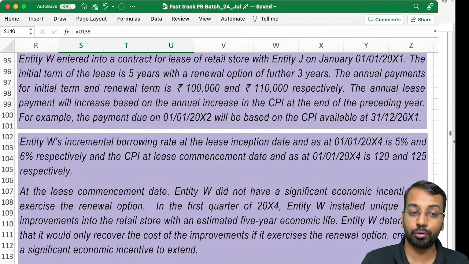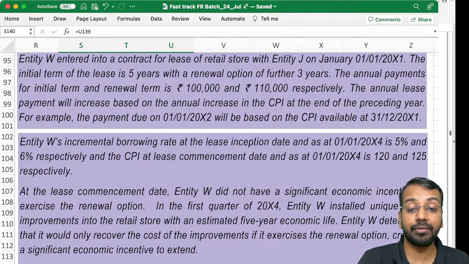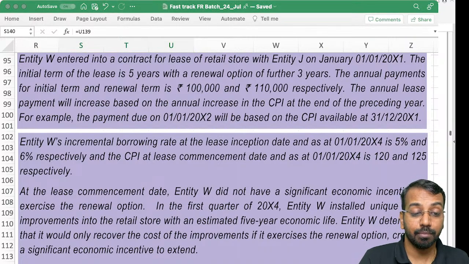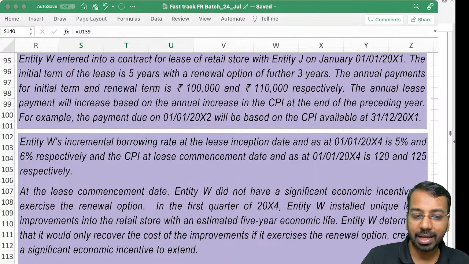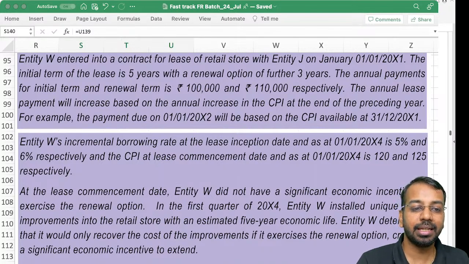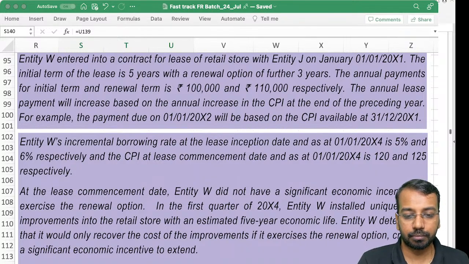So what we will do, in the first quarter of year 4, because exact dates are not given, we can assume 1st of January of year 4. On 1st of January of year 4, now the entity will say, okay, I will exercise the renewal option. Initially, did we have the renewal option? We did not have the renewal option. Now we are saying we will exercise the renewal option. Are we clear with this? On 1st of January of year 4, the renewal option is being exercised.